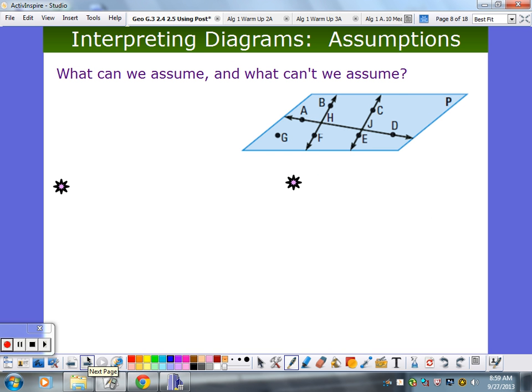Now, what can we assume, what can't we assume? This is actually really important. I'm on the bottom of page 1. You definitely want to write this down, because I've already had some questions about, oh, can I assume these are perpendicular? Can I assume this or that?